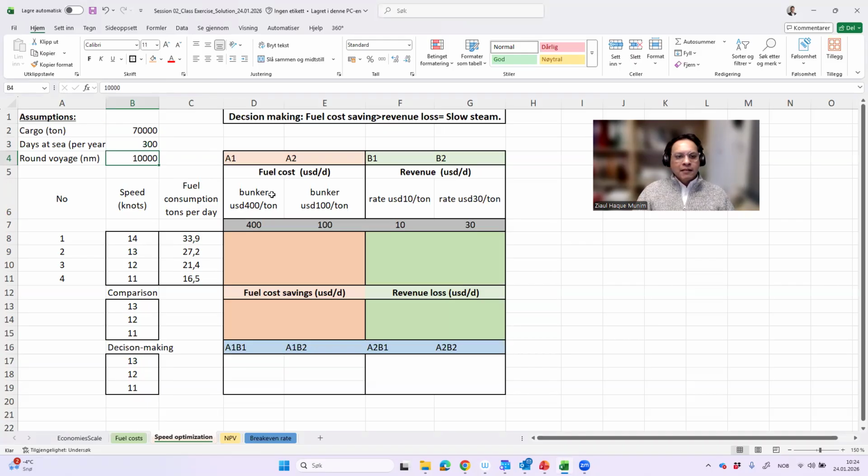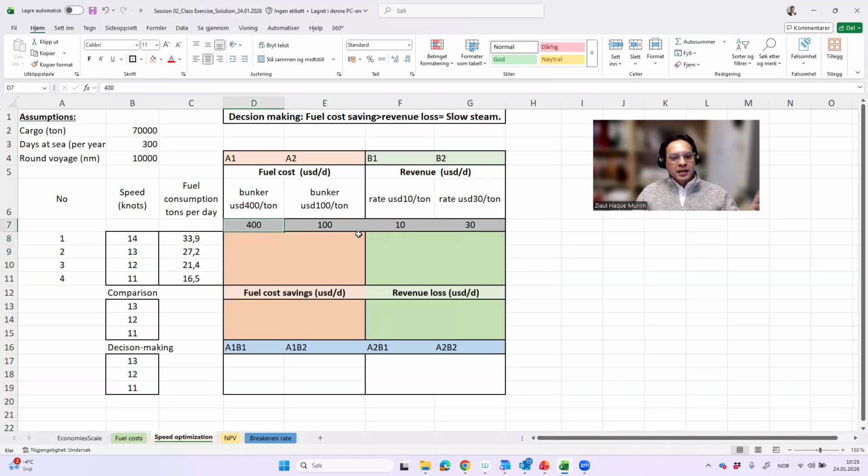And here we have some situations. So we have average speed. We consider the baseline is 14, and we want to maybe reduce to 13 average speed per day, or 12 or 11, something like that. We have the fuel consumption for these different varying speeds for the vessel, which goes down significantly with slowing down the speed of the vessel.